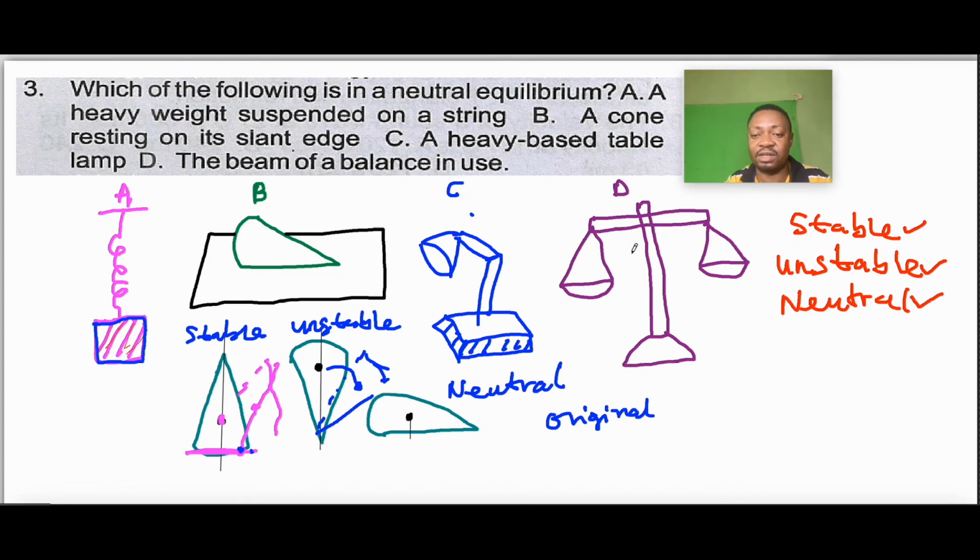Then for D, obviously, if this is also slightly displaced, it will come back to its original position, on both sides. So the other three options are examples of stable equilibrium, while option B is the only option that is an example of a neutral equilibrium.